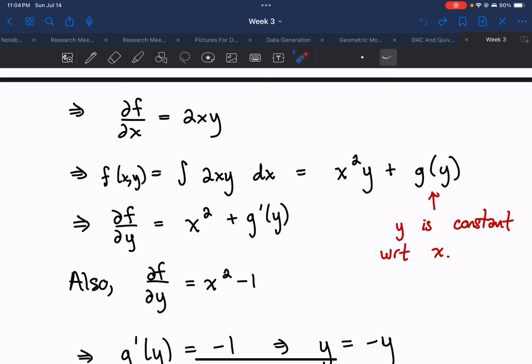So instead of adding a constant of integration, we're now adding a constant function of integration, basically, because we're anti-differentiating partially.